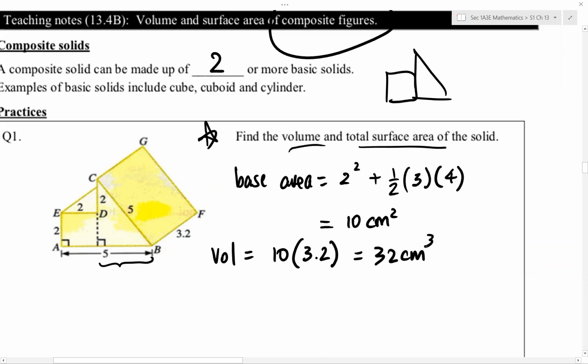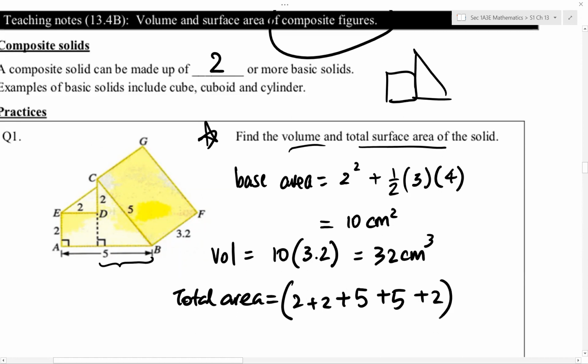That's part A. So that's just the volume. Total area will be, Aiman, you are expert at that already. What is the total area? Two plus 2 plus 5 plus 5 plus 2. Okay, then what do we do?